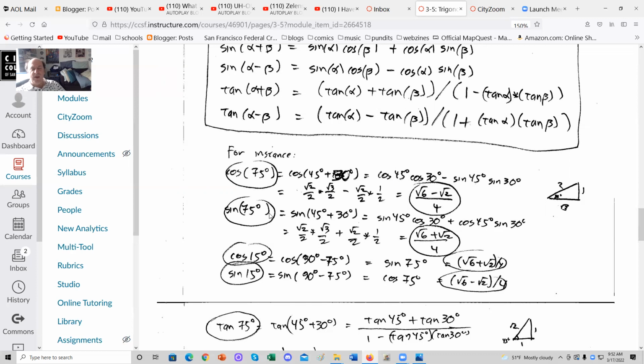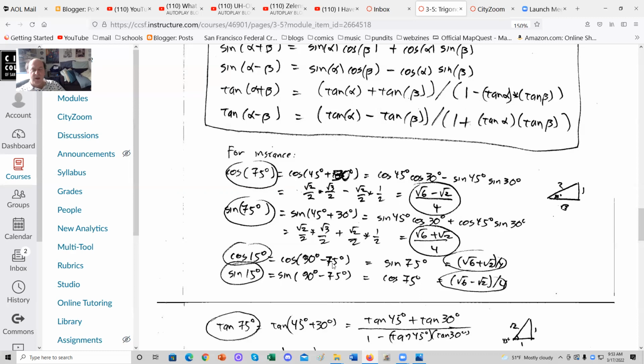Sine of 75 degrees, well, 75 is 45 plus 30. So this will be sine of 45 plus 30. That's sine 45 cos 30 plus cos 45 sine 30. Sine of 45 is root 2 over 2. Cosine 30 is root 3 over 2. Cos 45 is root 2 over 2. And sine 30 is a half. And this, after you combine all these fractions, comes up to root 6 plus root 2 over 4. These are fairly obviously closely related. Now, for cosine and sine of 15 degrees, well, 15 is a complement of 75 degrees.